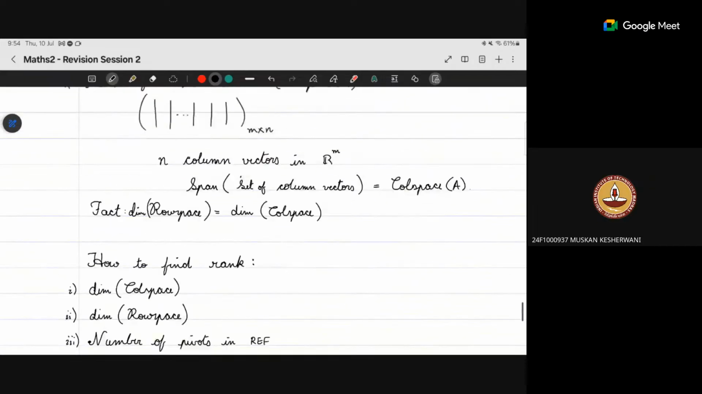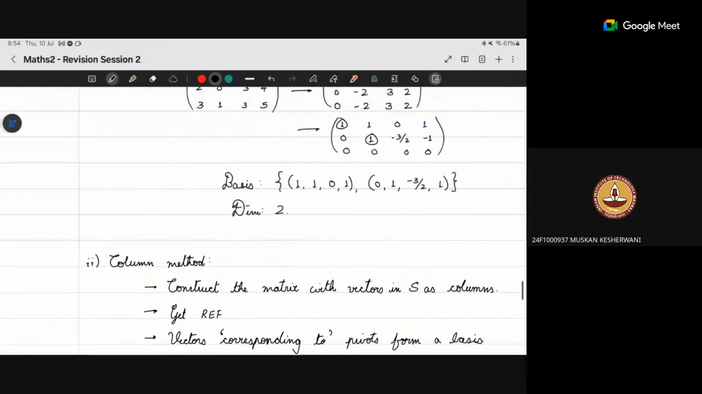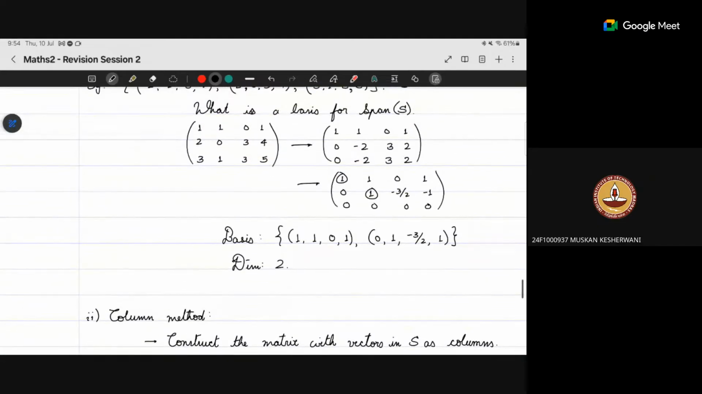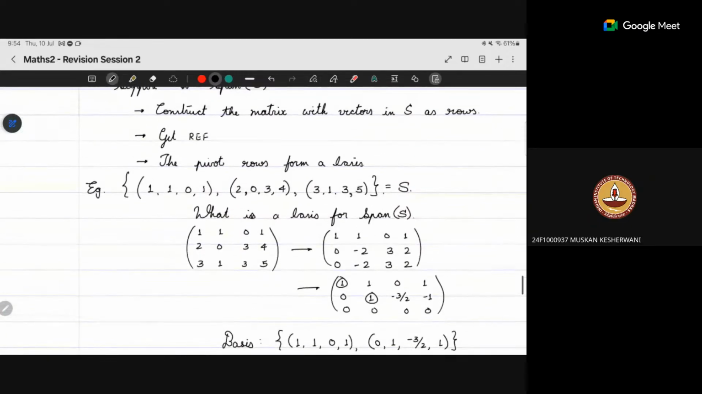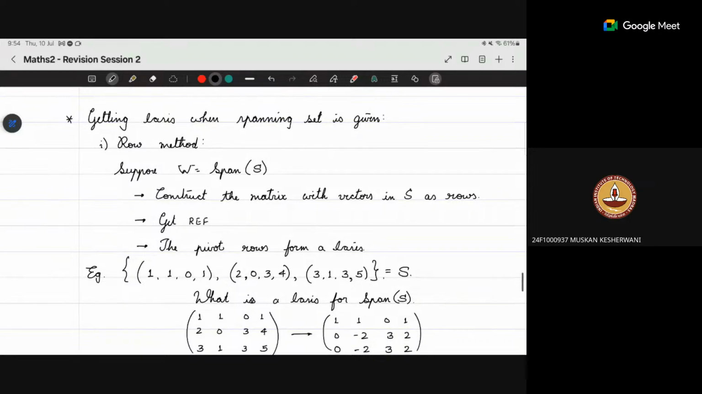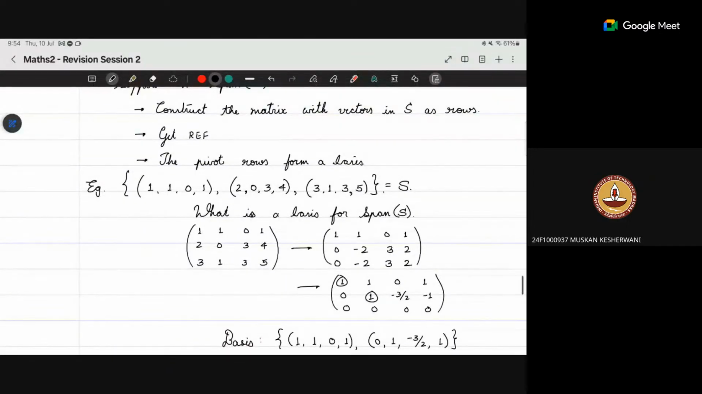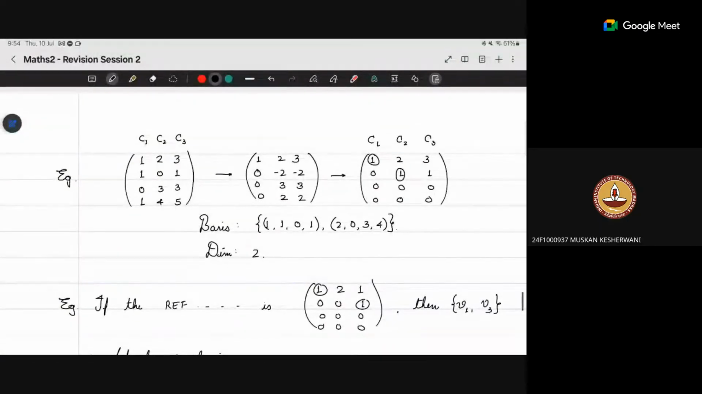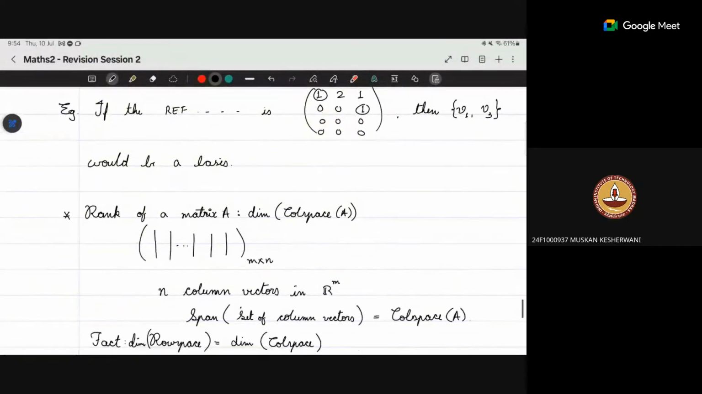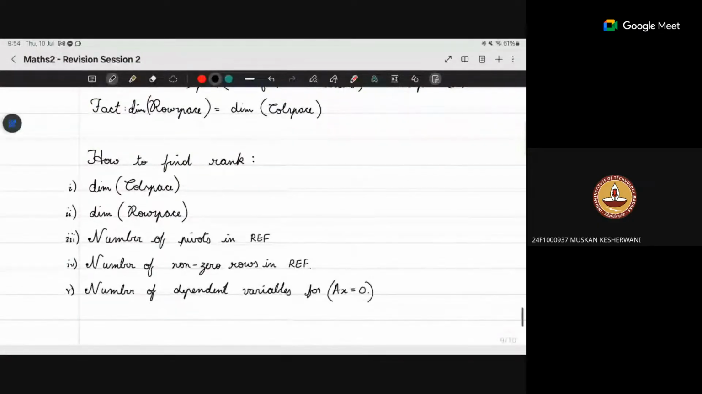But finding rank is pretty much just what we have been doing over here. We have been calling it a different name. Even over here, what did we do? We took a bunch of vectors, arranged them as rows, and then found the number of pivots. That is just saying what is the dimension of the row space. In the column method, we are finding the dimension of the column space. So all of those are the same, and it is called the rank of the matrix.